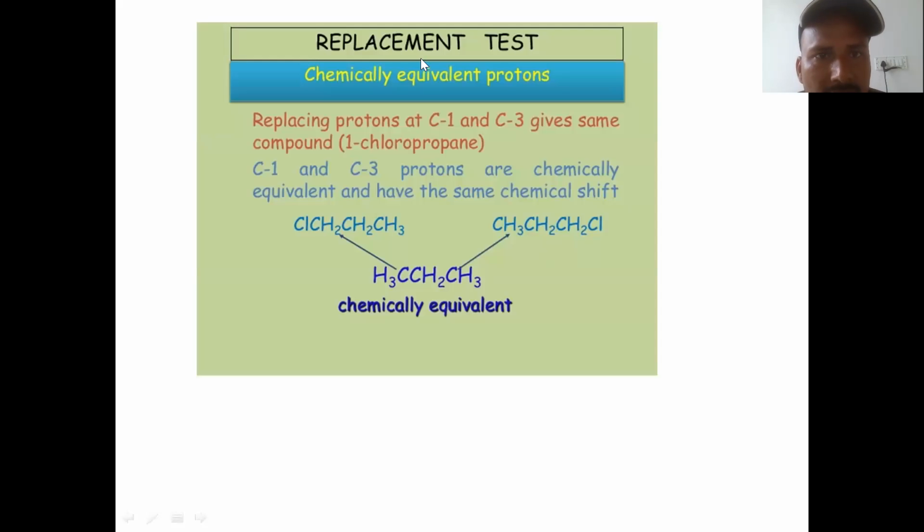Next, we'll talk about the replacement test. These CH3 and these CH3 are both chemically equivalent protons. But if the reaction is carried out on this compound with chlorine, what happens here? Chlorine will be added, so their environment changes.